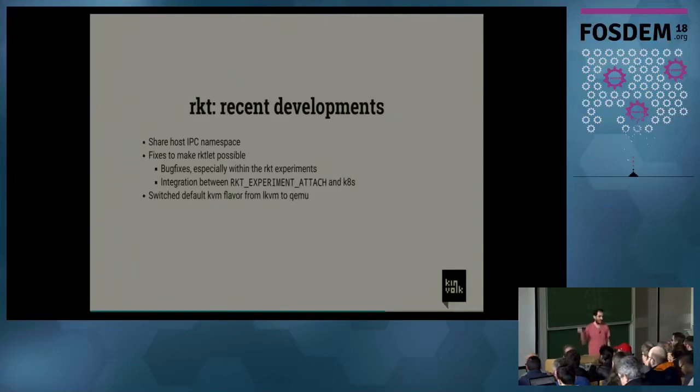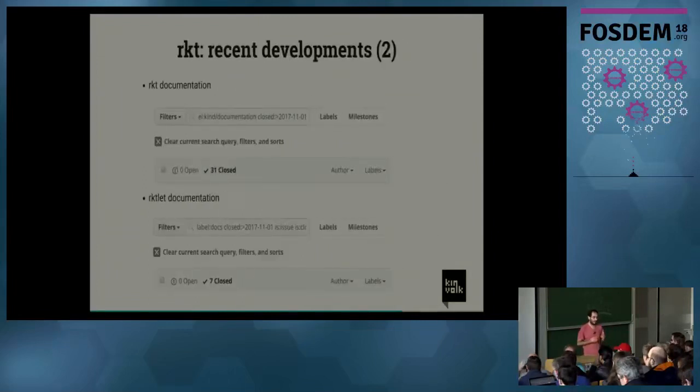We did a lot of fixes in Rocket to make rktlet possible, a lot of bug fixes on the Rocket experiment I mentioned before. And we added integration between this attach experiment, the iottymux component, and Kubernetes. We also switched the default KVM flavor from LKVM to QEMU, because LKVM was kind of unreliable and had some problems with mounts. QEMU is much better in that regard.